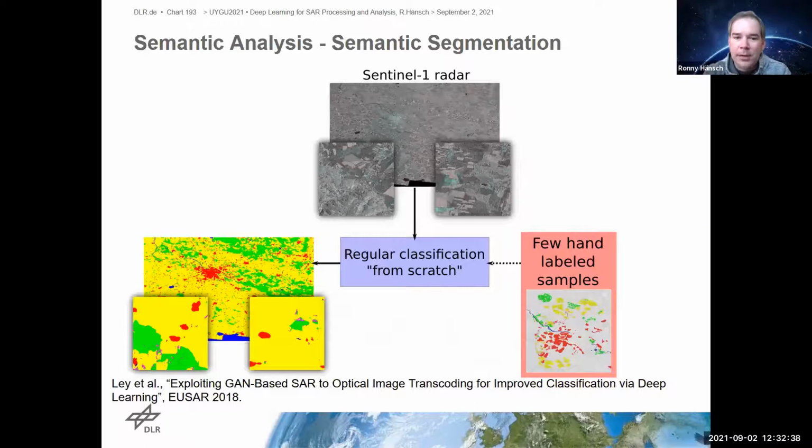So if you have this kind of task where you have a SAR image, in this case Sentinel-1, and you want to produce a semantic map, right? You only have a few labeled samples. So you can do this. You will get a semantic map, but it won't be very good if you only have few hand-labeled samples. If you have a lot of labels, then it will work very, very well. But usually we don't have that because labeling SAR data is really, really hard. You have seen all the efforts the other papers went through in order to produce that.